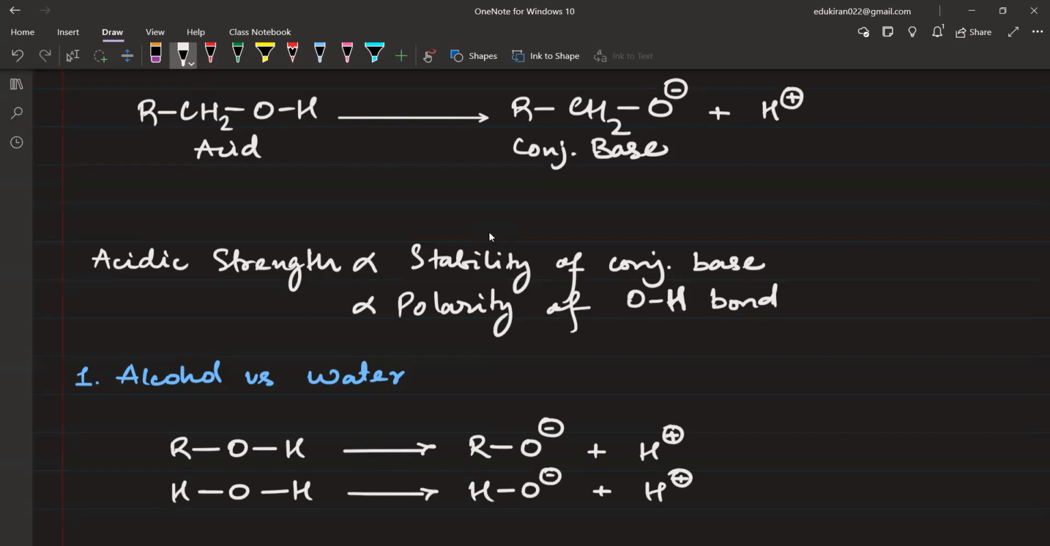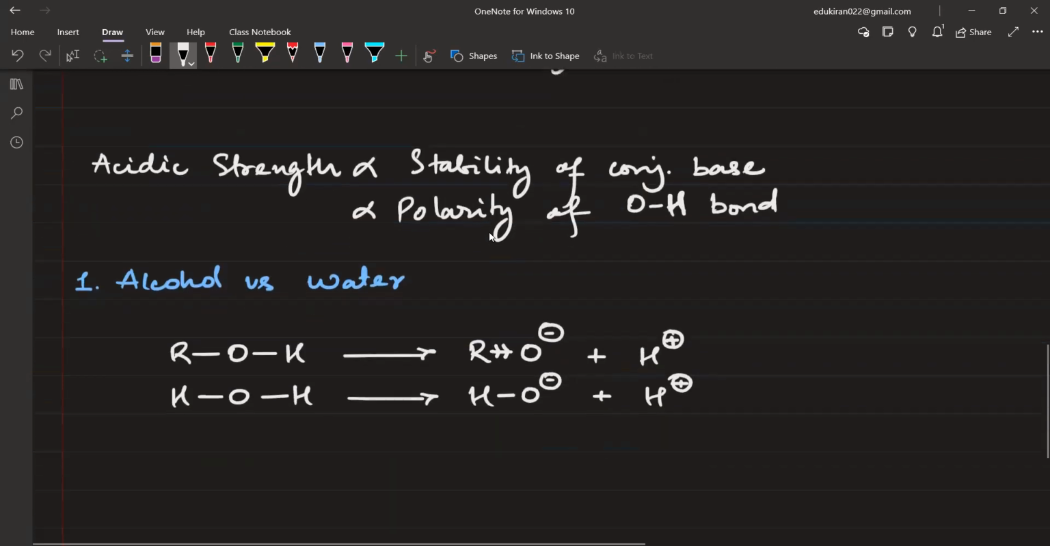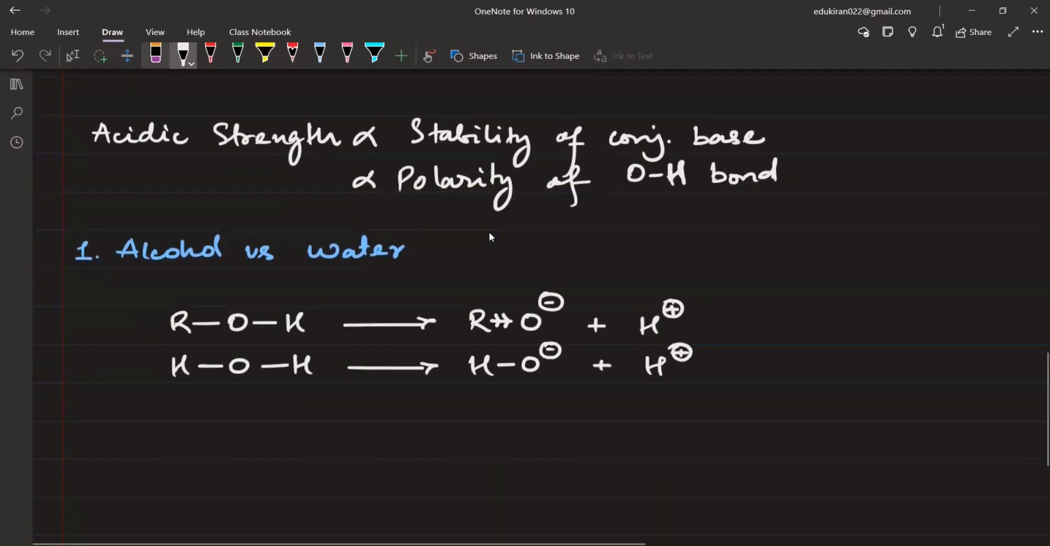Now, first of all, let us look at the conjugate base. Here the alkyl group is a plus I group. It will be giving electrons towards the oxygen atom, making it more and more negative. When the charge increases, the stability will decrease. R is a highly strong electron donating group, so it is donating electrons towards the oxygen atom, making it unstable.